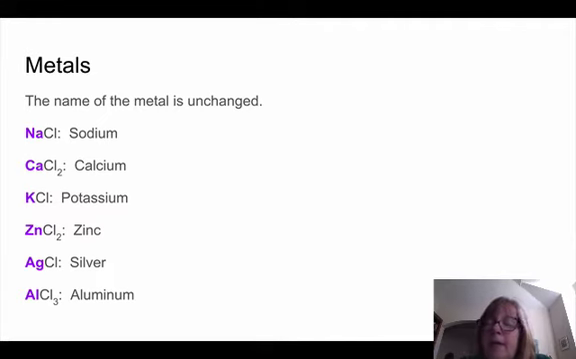Look at your periodic table. The names of the elements are under the periodic table, but hopefully by now you know most of these elements. KCl, potassium. ZnCl2, zinc. These are all chlorides, so we would add chloride at the end. AgCl is just silver, and Al is aluminum. All right, so you just say the name of the metal. That's pretty easy.